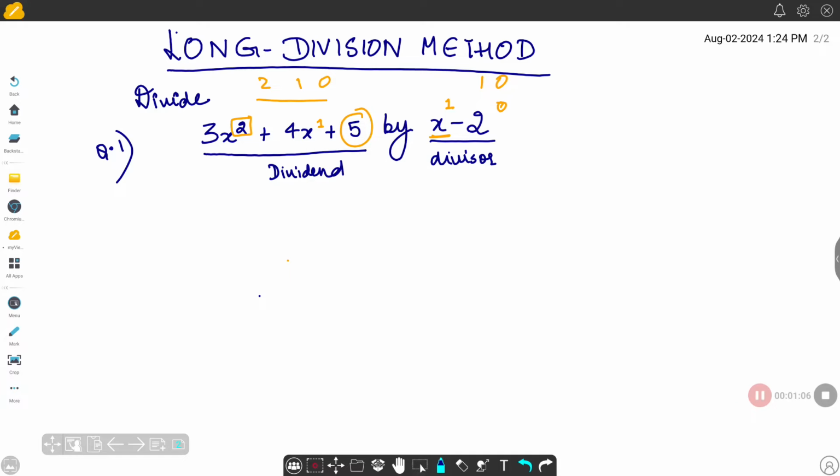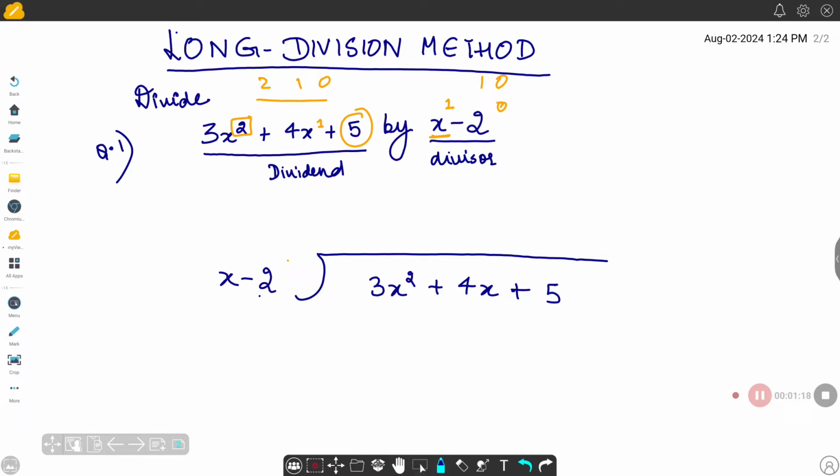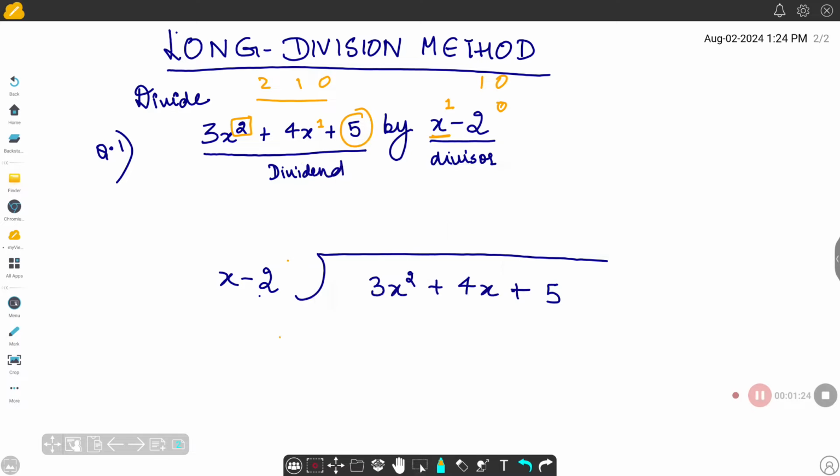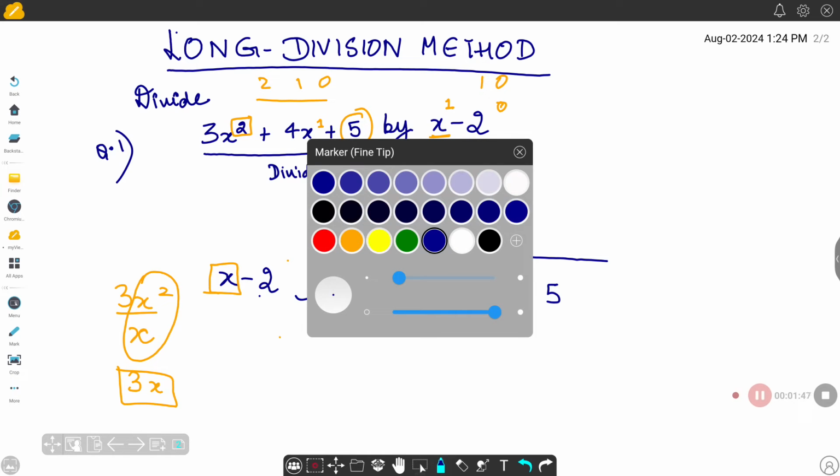Now let's start the main division part. 3x square plus 4x plus 5 is the dividend and then the divisor is x minus 2. Now, आपको क्या करना है यहाँ पे फर्स्ट टर्म ऑफ द डिविडेंड को पिक करके एंड देन फर्स्ट टर्म ऑफ द डिवाइजर से डिवाइड करना है. So by the laws of exponent, see, the bases are same, so powers will be subtracted, so it will become 3x. और directly भी आप कर सकते हो. So 3x will be the first term of the quotient.